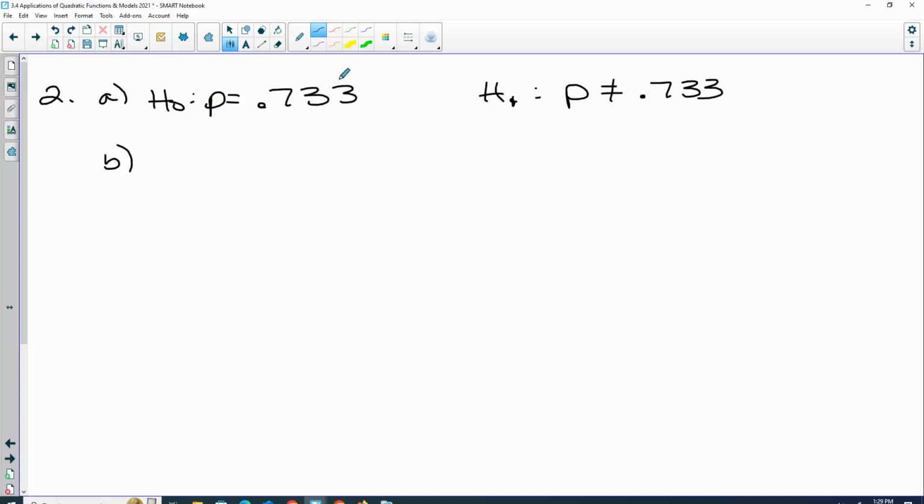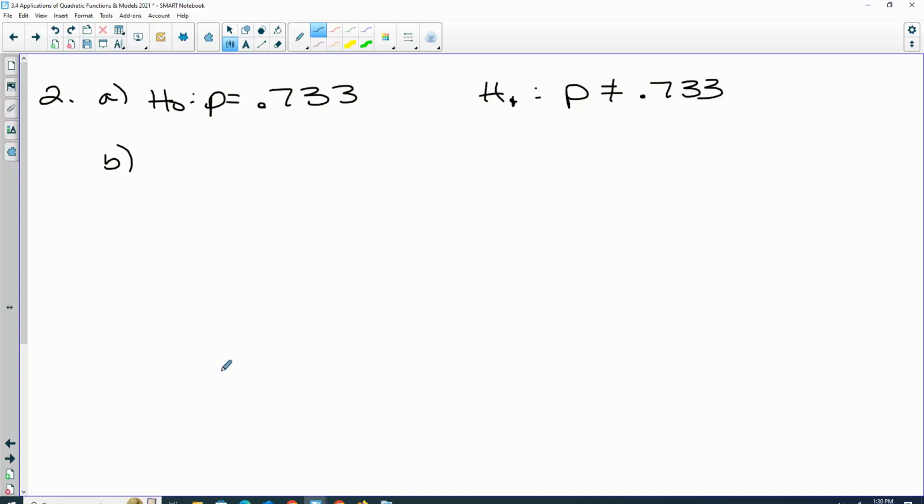Let's refresh our criteria. If we're looking at P, we have different criteria, but all I'm really ever giving you the information to prove is N times P is greater than 10 and N times 1 minus P is greater than 10. If I'm talking about the mean, my criteria is either N is greater than 30 or it says normal.